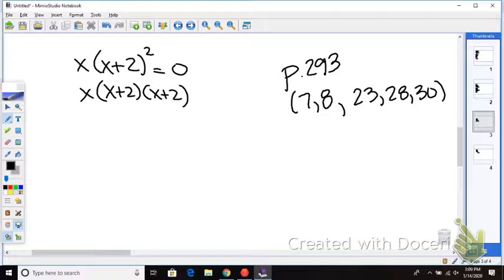Okay, so 7, 8, you're just going to solve for x. 23 is the one where you write the equation, like the last examples we did. And then 28 and 29, we're solving for x also. But this one's going to have a multiplicity. Okay? I am checking this off tomorrow.